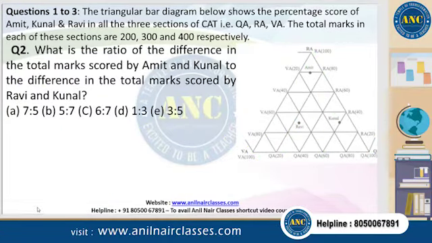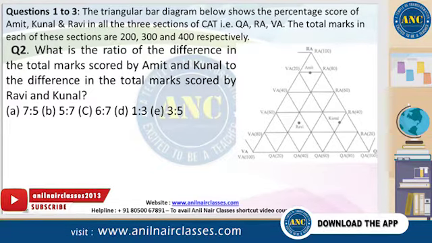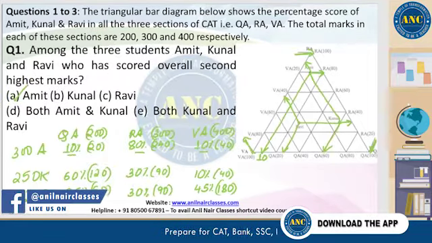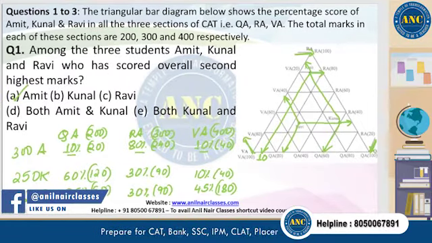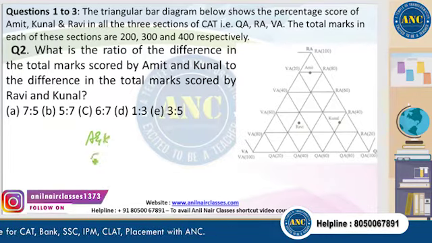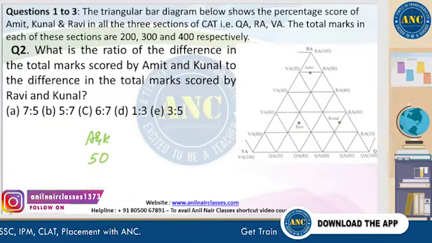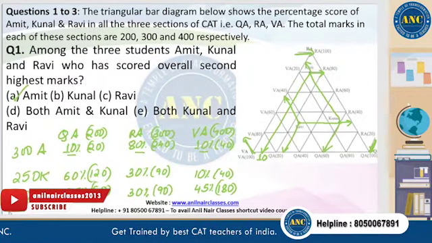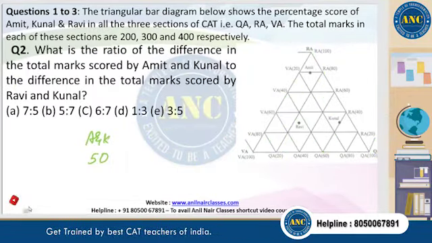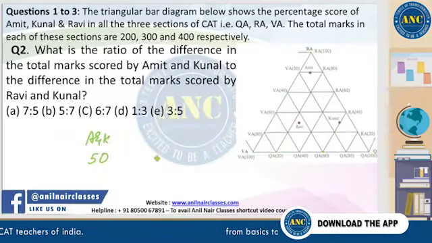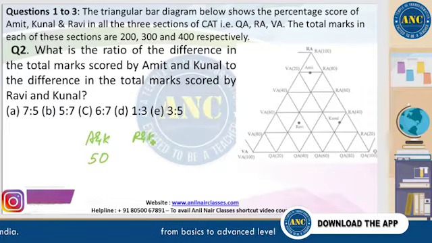What is the ratio of the difference in the total marks scored by Amit and Kunal to the difference of the total marks scored by Ravi and Kunal? So Amit and Kunal, the difference being 50, right? And if you look at the next thing, they're talking of Ravi and Kunal. So Ravi and Kunal, the difference being like 70.